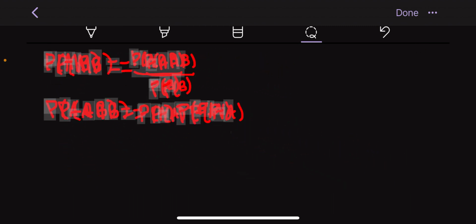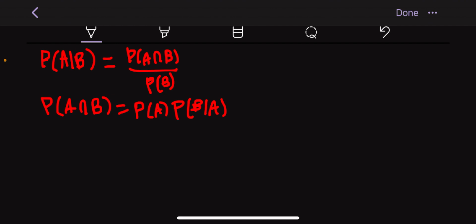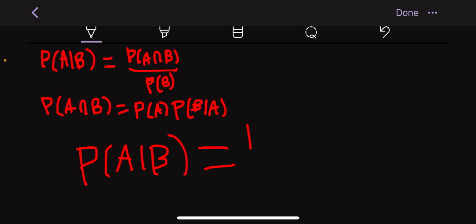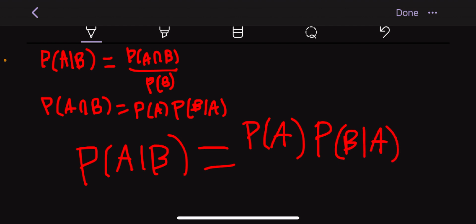The way to derive Bayes' rule is to look at the numerator at the top of the first equation, and we use the second equation to substitute in the value probability of A times probability of B given A. Writing this out, we get Bayes' rule: the probability of A given B is equal to the probability of A times the probability of B given A, all over the probability of B.